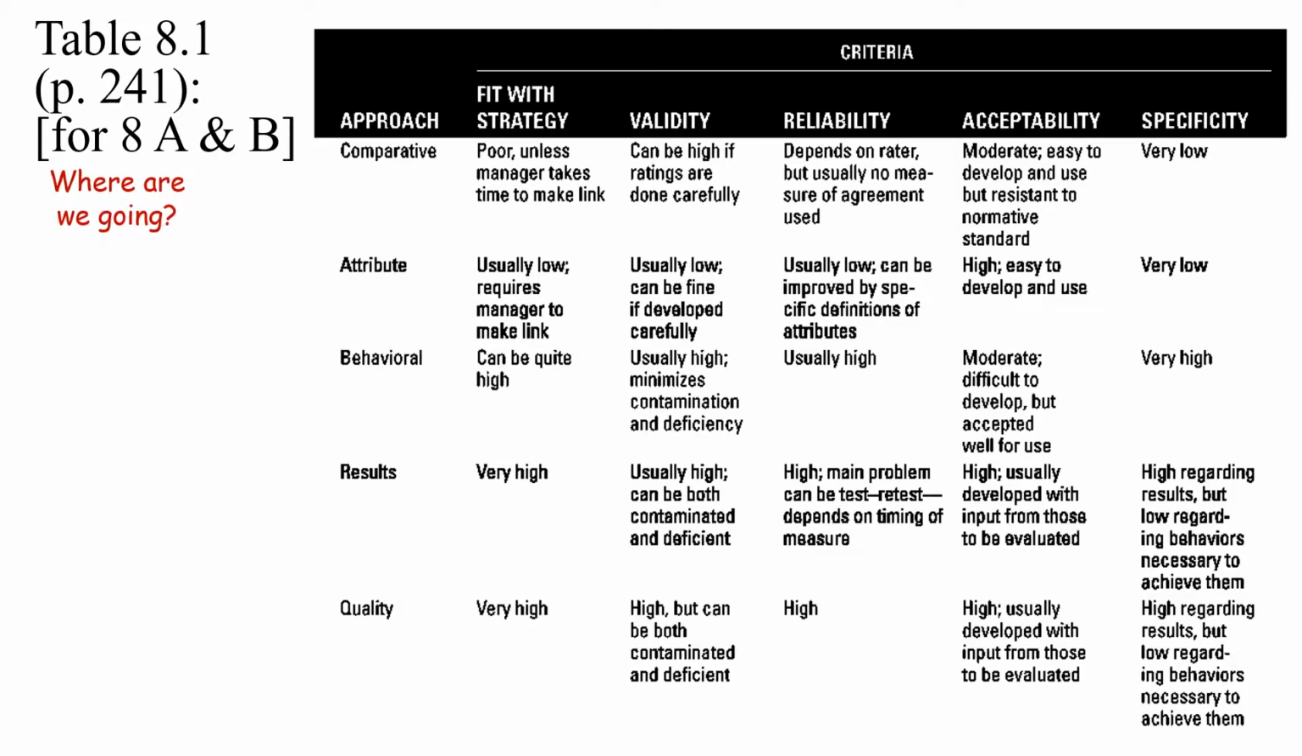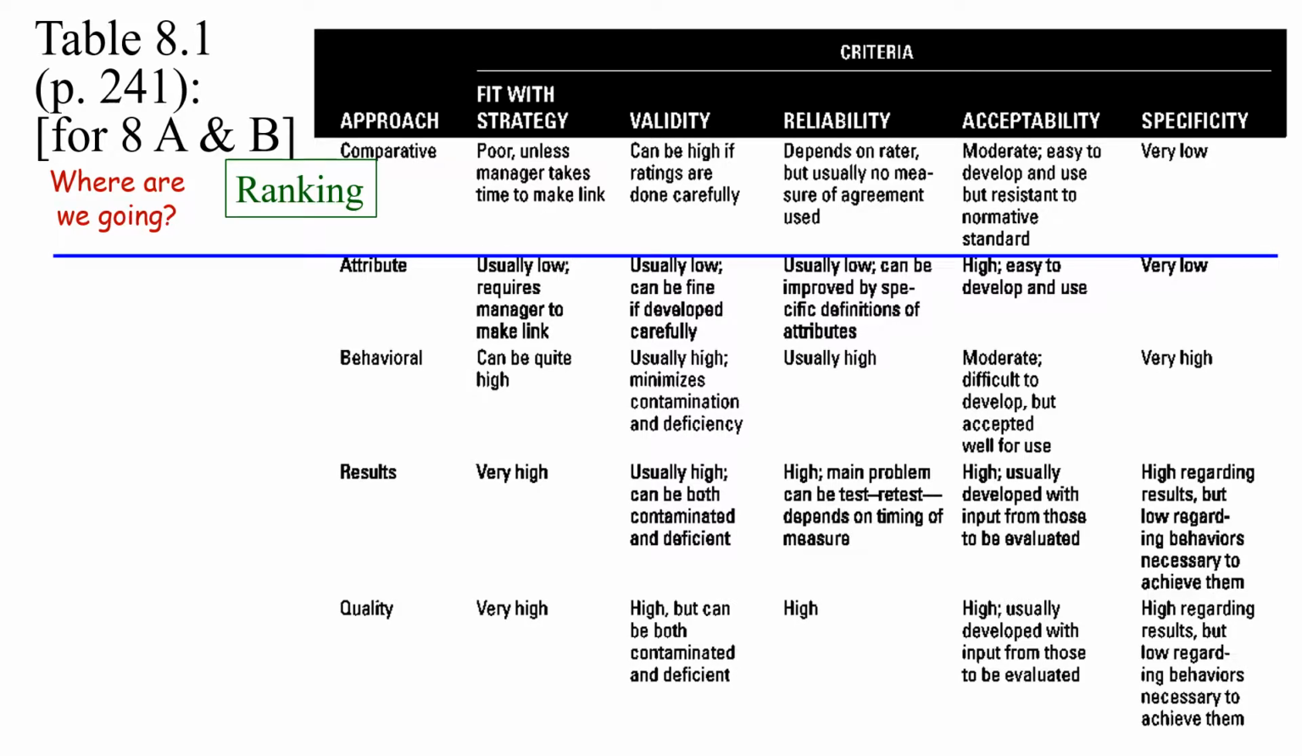Where are we going to with this chart? Let's start breaking it into bite-sized chunks and get a feel for why we have 5 different methods. The first method is ranking. It's comparing. And then we can draw a line. And the other 4 approaches or methods are ratings: attributes, behavioral, results, and quality.